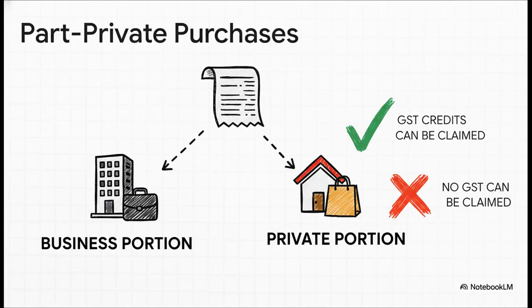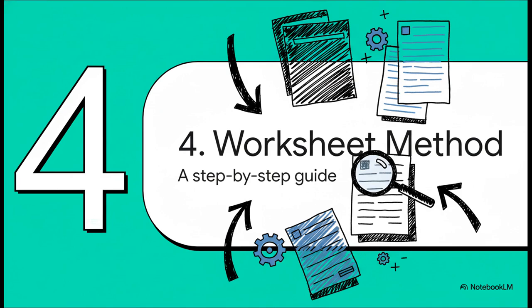So the correct way to record this is actually pretty straightforward. You record the business part under the normal purchase category, like non-capital, and you only claim the GST credits on that amount. The private part gets recorded under drawings, and you can't claim any GST on it at all. It's that clear-cut. Okay, on to our second option, the calculation worksheet method.